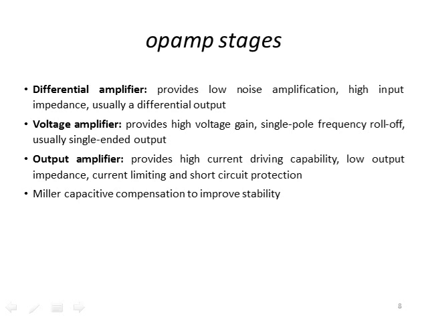So the main operational amplifier stages are the differential amplifier, which provides low noise amplification, high input impedance, and usually a differential output. The voltage amplifier provides high voltage gain, single pole frequency roll-off, usually a single-ended output. And the output amplifier provides high current driving capability, low output impedance, and current limiting and short circuit protection. And then we have the Miller capacitive compensation strategy to improve the stability of the operational amplifier.